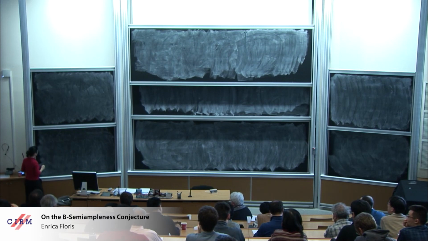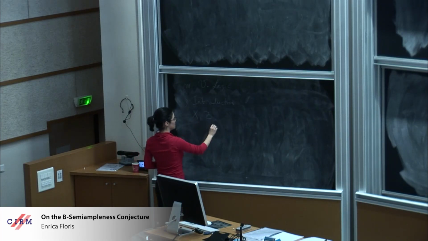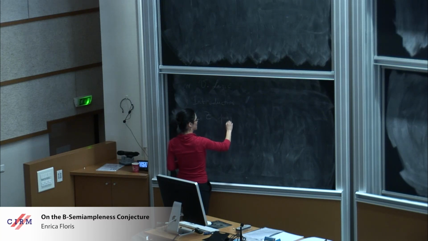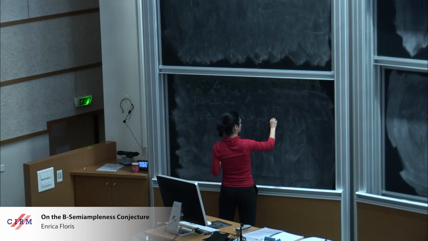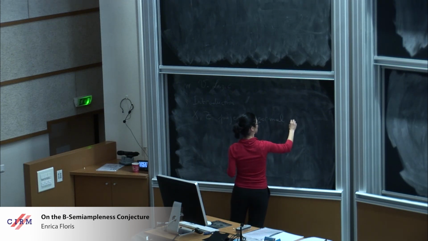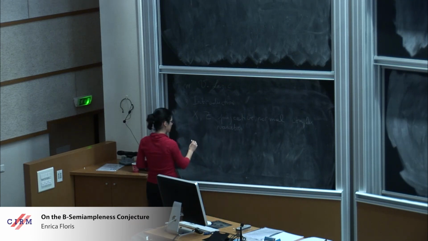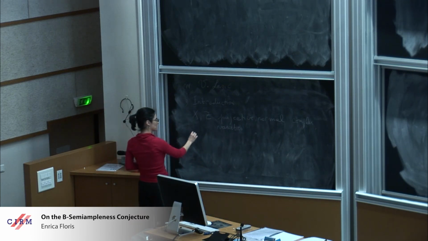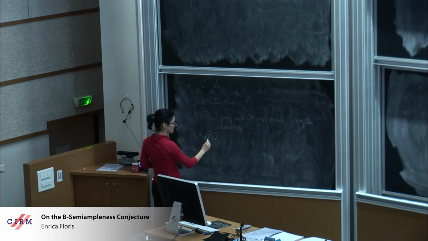Of all the objects in this talk, we'll have X and Z, projective, normal, and complex varieties. But more than varieties, I'm interested in pairs. So I'll just briefly recall what a pair is.